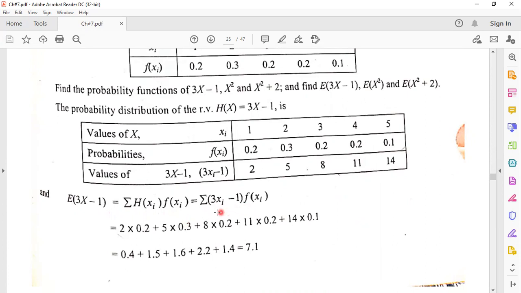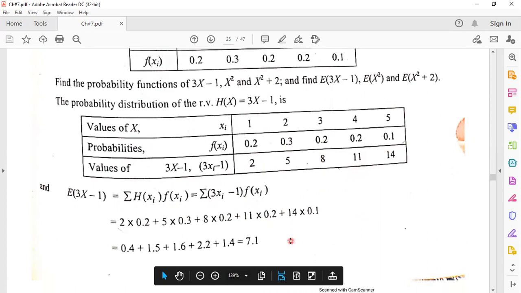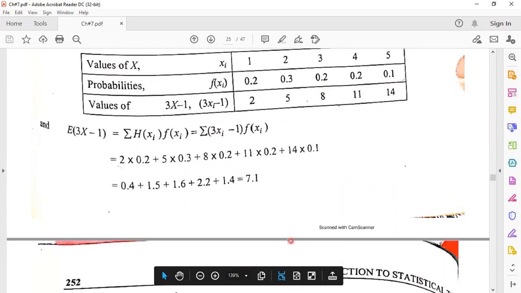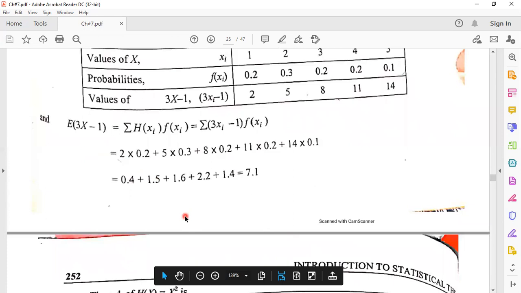तो ये सारी वैल्यूज हमारे पास मौजूद हैं. तो 2 into 0.2, 5 into 0.3, 8 into 0.2, 11 into 0.2, 14 into 0.2. After simplification we will get 7.1. तो ये expected value है 3X minus 1.